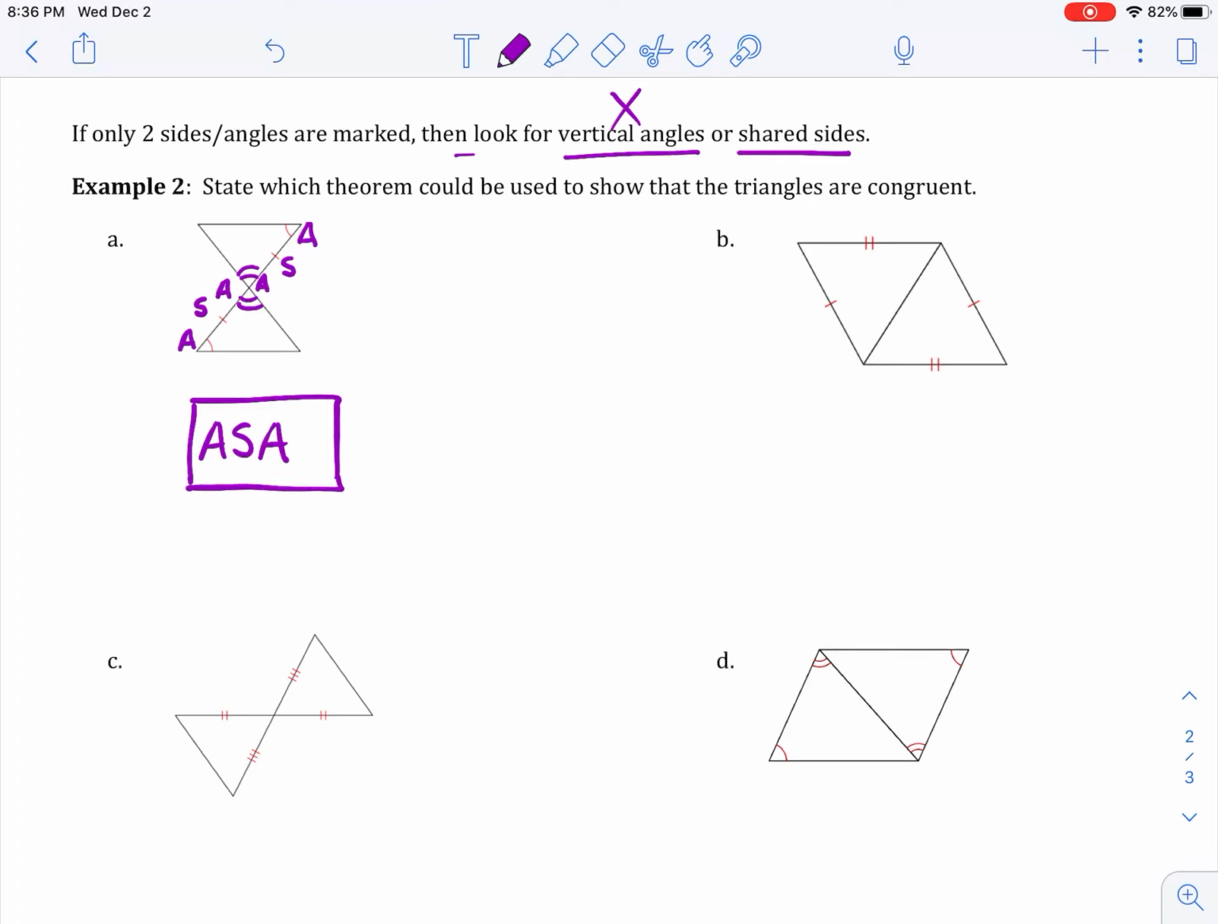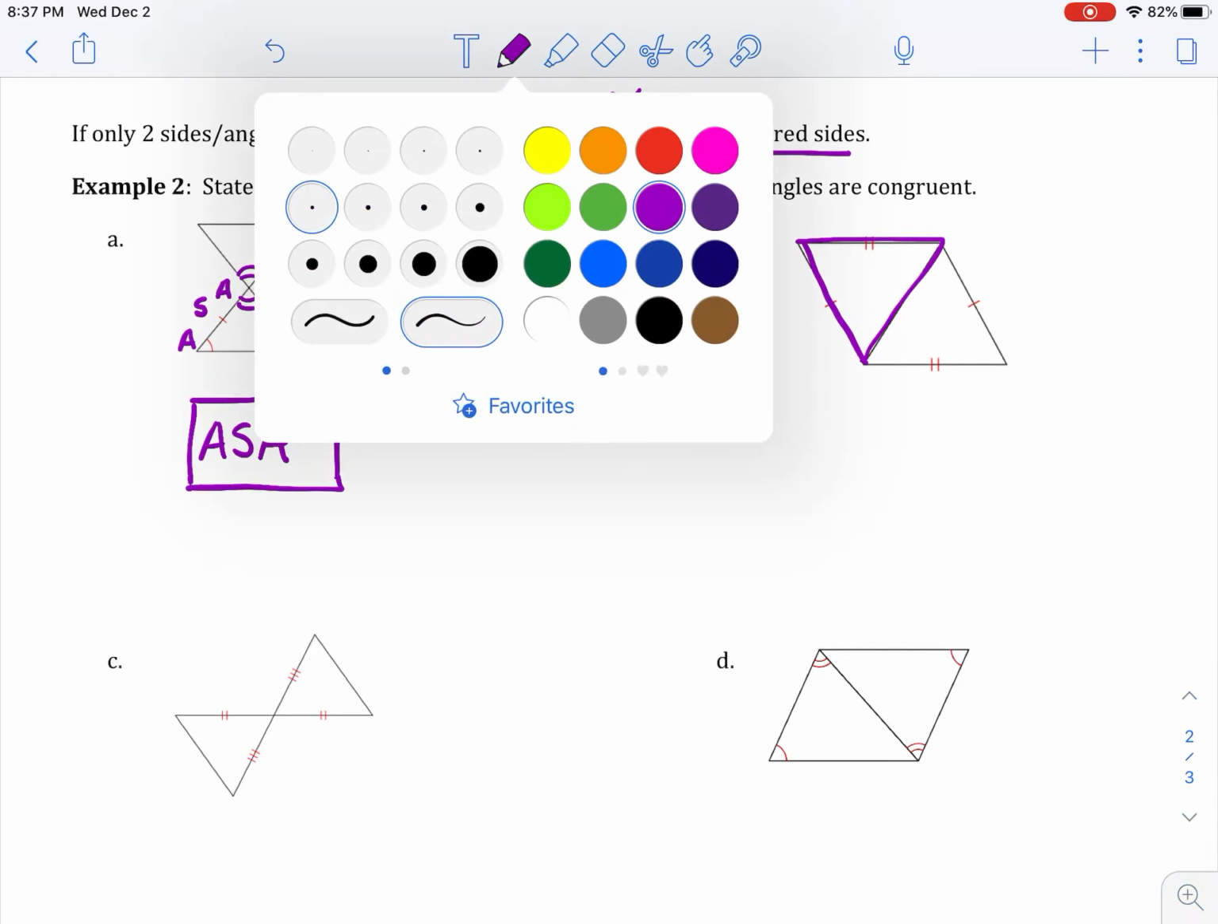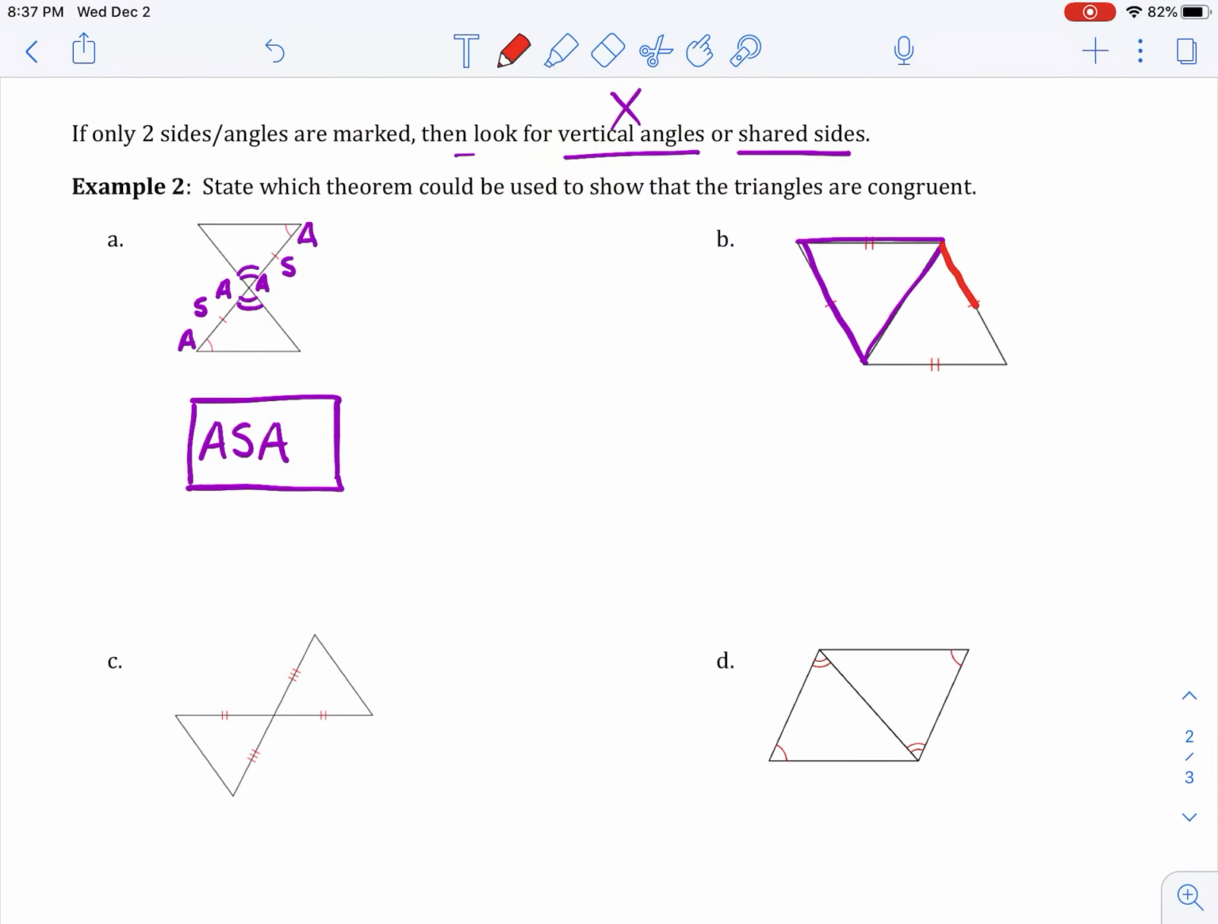All right, let's go to example 2B. Example 2B, again, I have two triangles, and notice this set of triangles is meeting up. If I trace them, let me trace one of them in purple. And if I trace the other one in red, notice how the red line and the purple line are right next to each other. Basically, they're right on top of each other if I would have drawn that a little bit better.